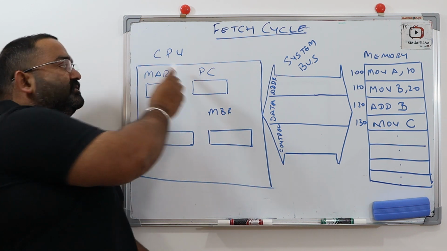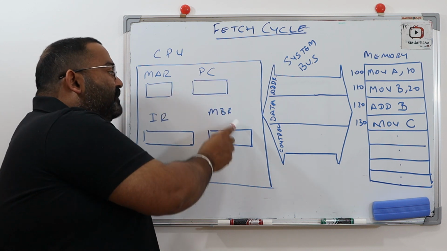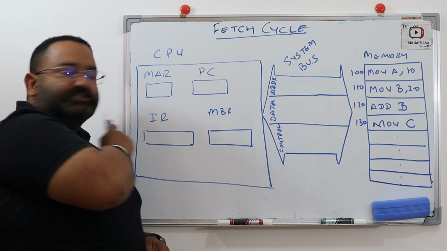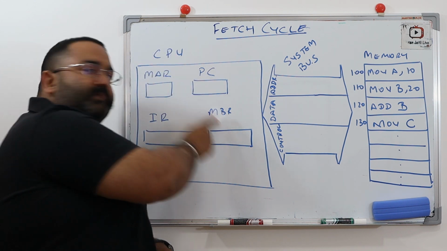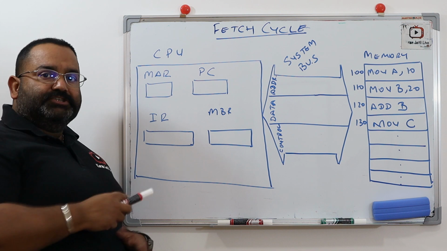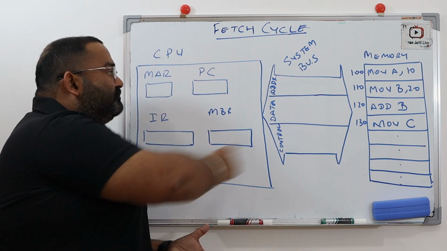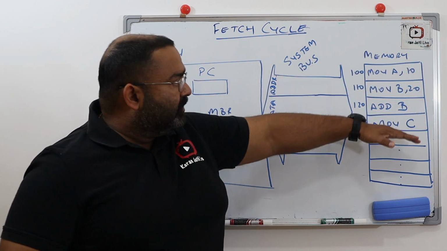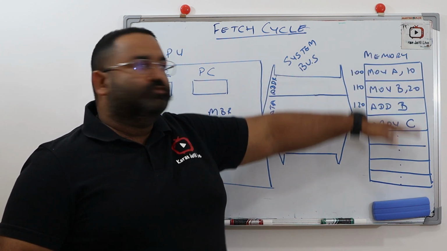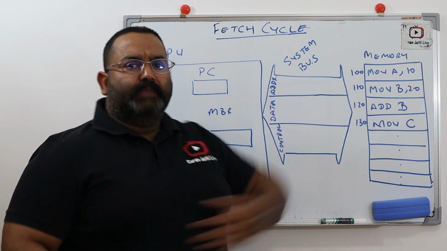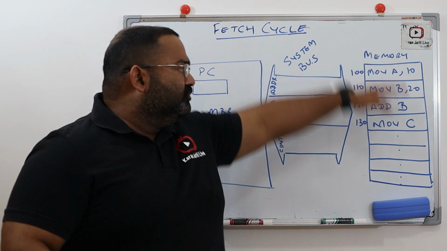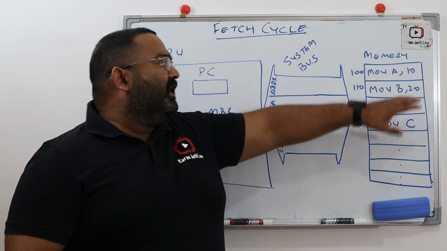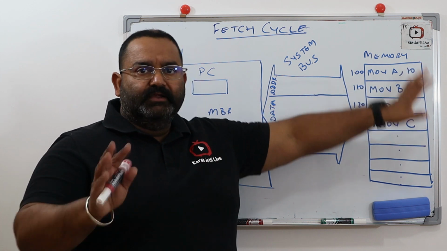This is the CPU and these are some special purpose CPU registers: the memory address register, program counter, memory buffer register and instruction register. This is our CPU and this is the memory. Our program which we want to execute is stored in the memory. The program I am using is a simple assembly language code which adds two numbers, 10 and 20.